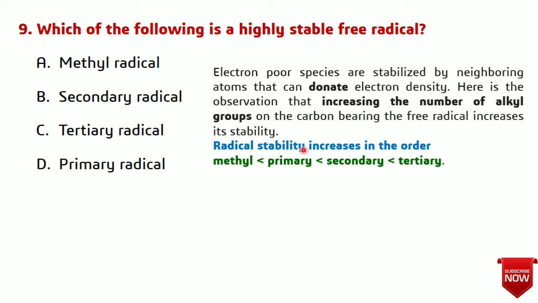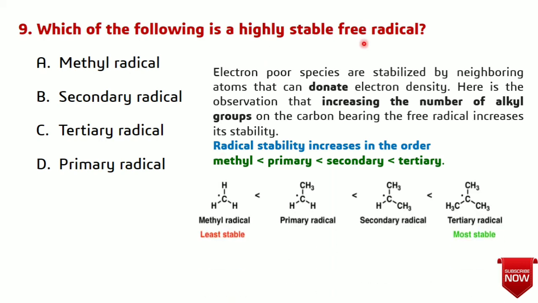So the radical stability increases in the order: methyl is less than primary, primary is less than secondary, and secondary is less than tertiary. This is the order of stability we can observe. The most stable one is the tertiary, then somewhat less stable secondary, less stable primary, and least stable methyl. So the highly stable one is the tertiary radical.